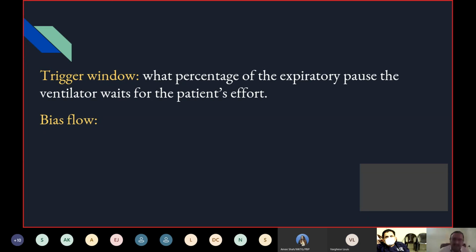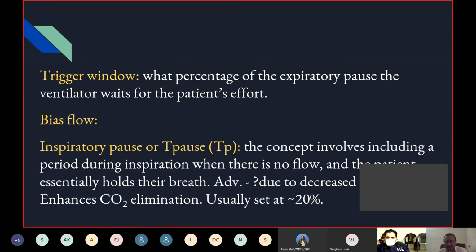Now, bias flow, I mentioned that a little bit earlier. Bias flow is basically a constant flow through the ventilator going at around 5 to 10 liters per minute. Most ventilators are in that range, some a little bit higher. And it is a drop of that flow that the ventilator senses and then gives the pressure support. The ventilator senses and knows that the patient is going to have an inspiration and does something for it. So that's bias flow.